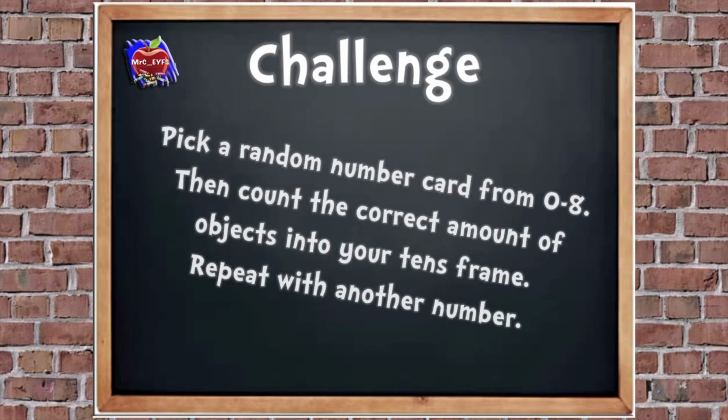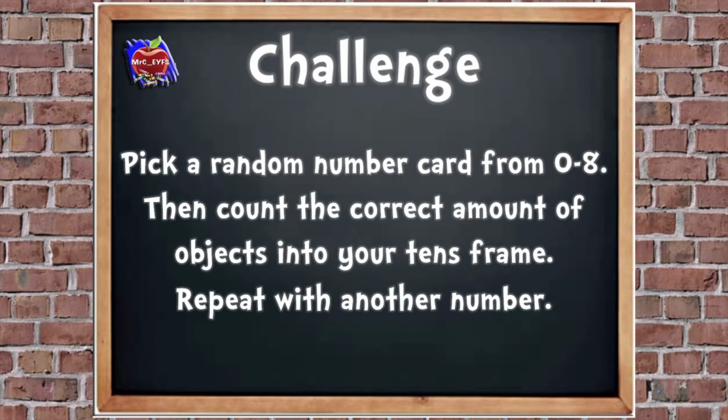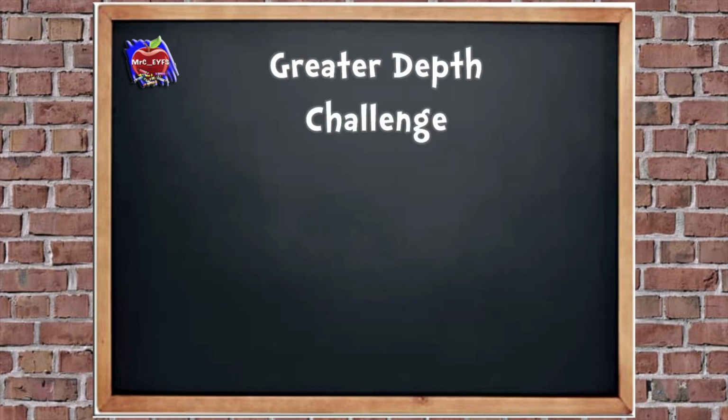Right, so here's your challenge for today. Pick a random number card from 0 to 8. Then count the correct amount of objects into your tens frame. So if you get the number 7, you need to put 7 objects into your tens frame. If you get the number 5, you put 5 objects in. And then repeat with another number.